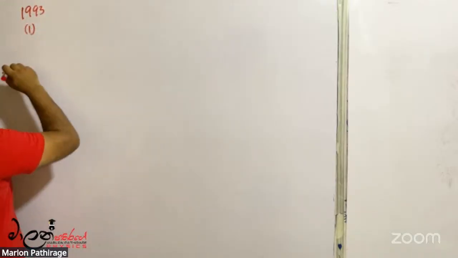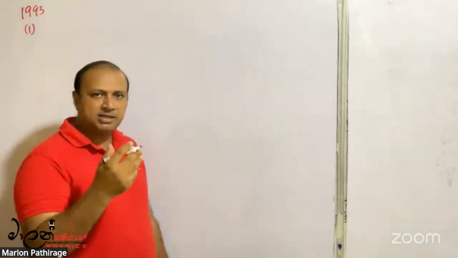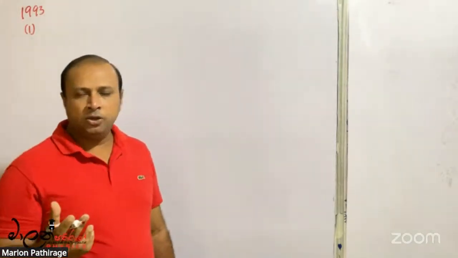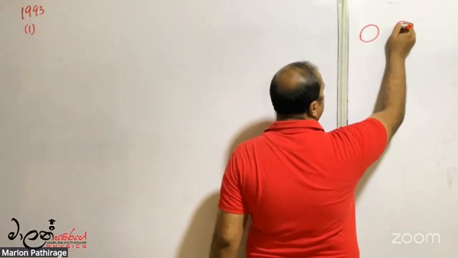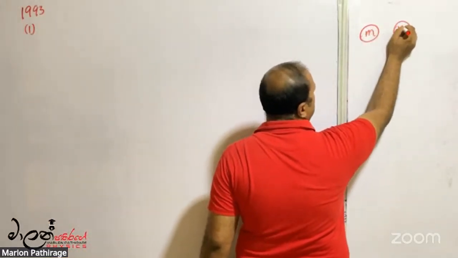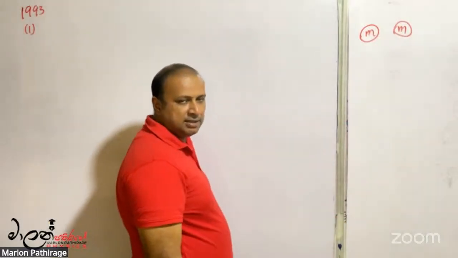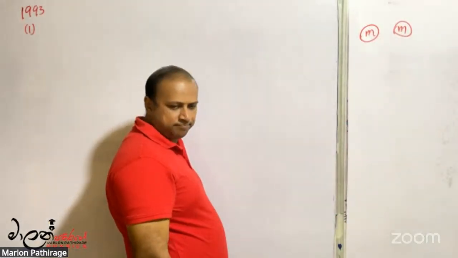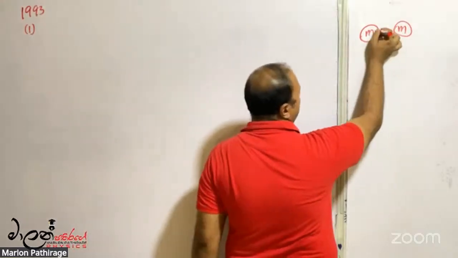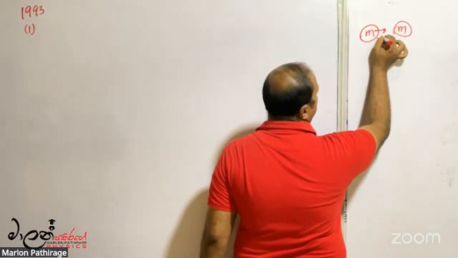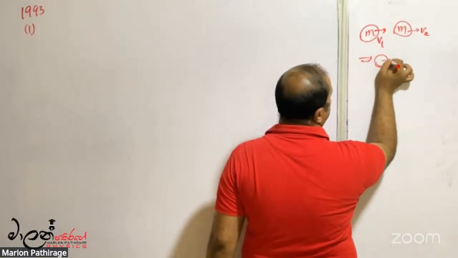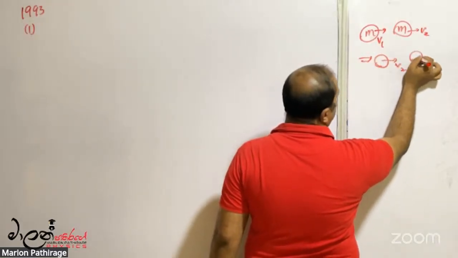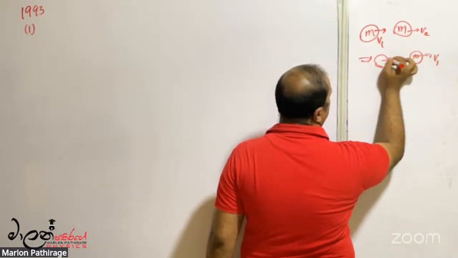So if there's an elastic collision between two objects having the same mass, their velocities will be exchanged. V1, V2. So after the collision, this will move with V2, this will move with V1 speed.